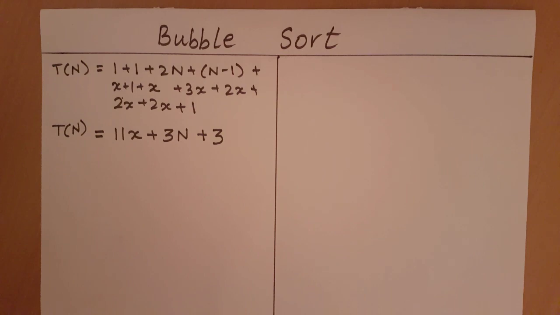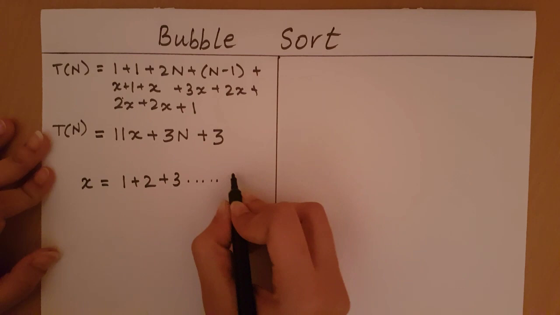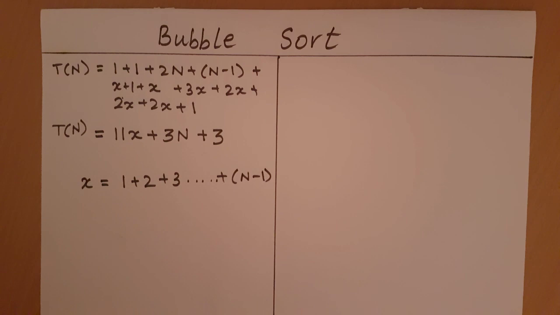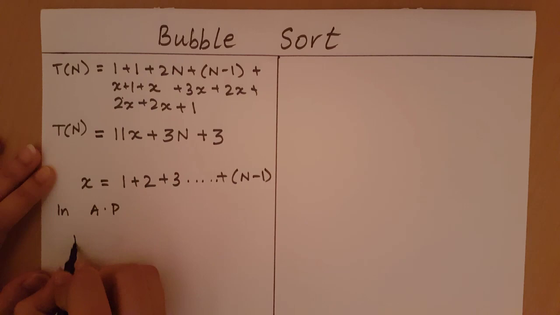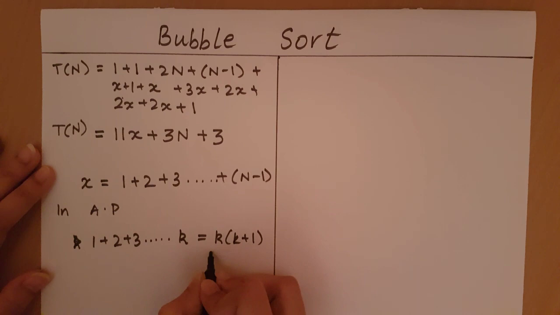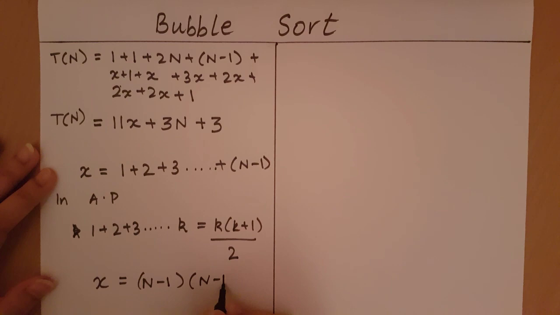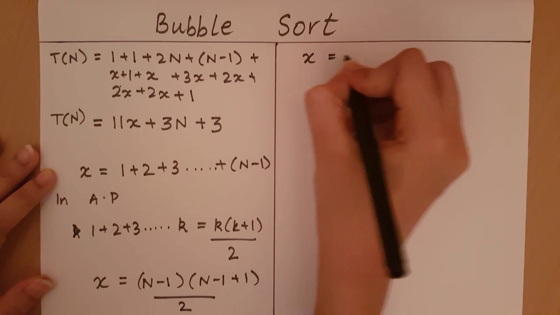plus 3. Now we want our time function to be entirely in terms of n. We don't want this x term. So let's see how we will simplify the x term. We know that x is equal to 1 plus 2 plus 3 all the way till n minus 1. This can be considered to be in arithmetic progression. So in arithmetic progression, if we have a sequence 1 plus 2 plus 3 all the way till k, we say that the sum of this series will be k into k plus 1 divided by 2. So what can we say about x? x is equal to n minus 1, which is equal to k, then n minus 1 plus 1 divided by 2. So x is equal to n, n minus 1 divided by 2.